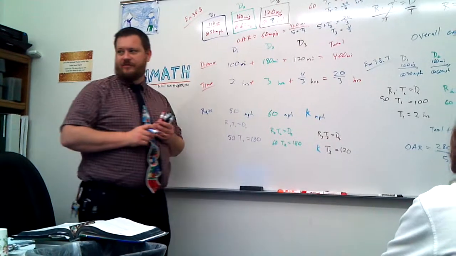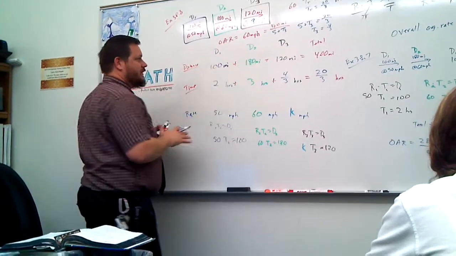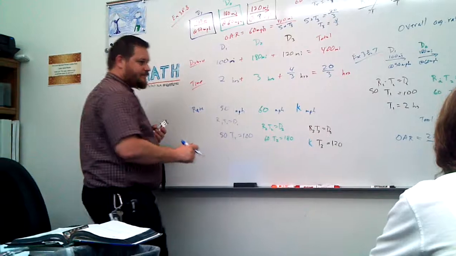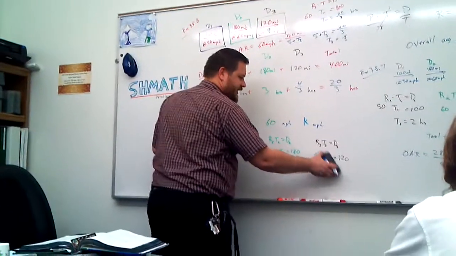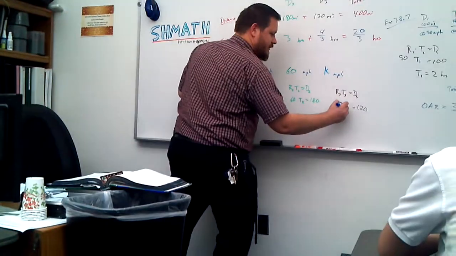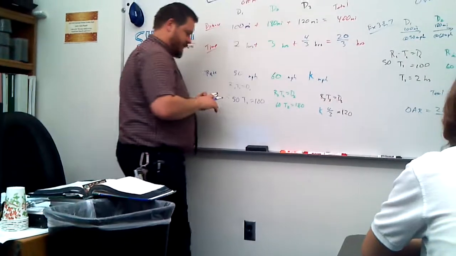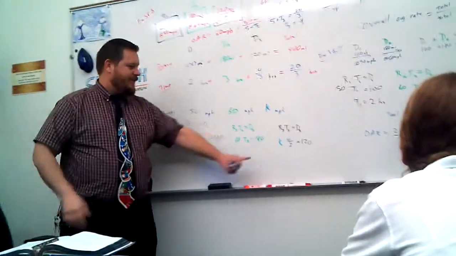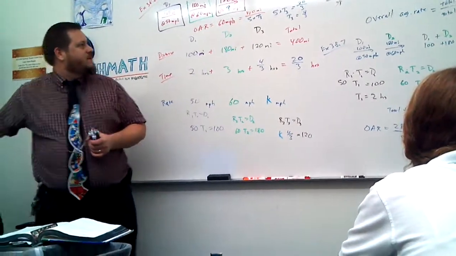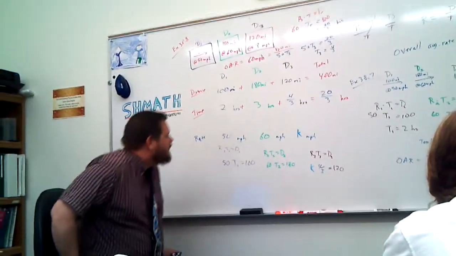Wow, this is a big problem. That's why it helps to have it color coded and charted out. So now we know what T3 is, 4/3.